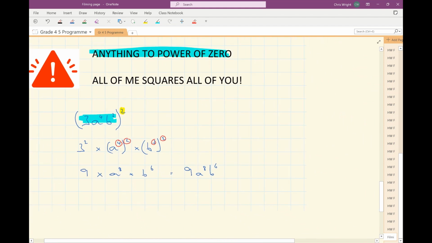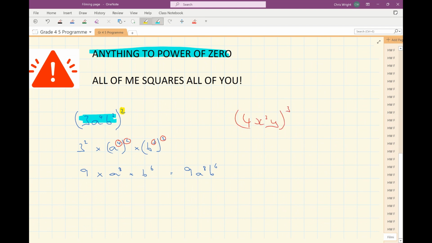Similarly, if you have something like this, 4x squared y cubed, you have to remember that all of me cubes all of you.